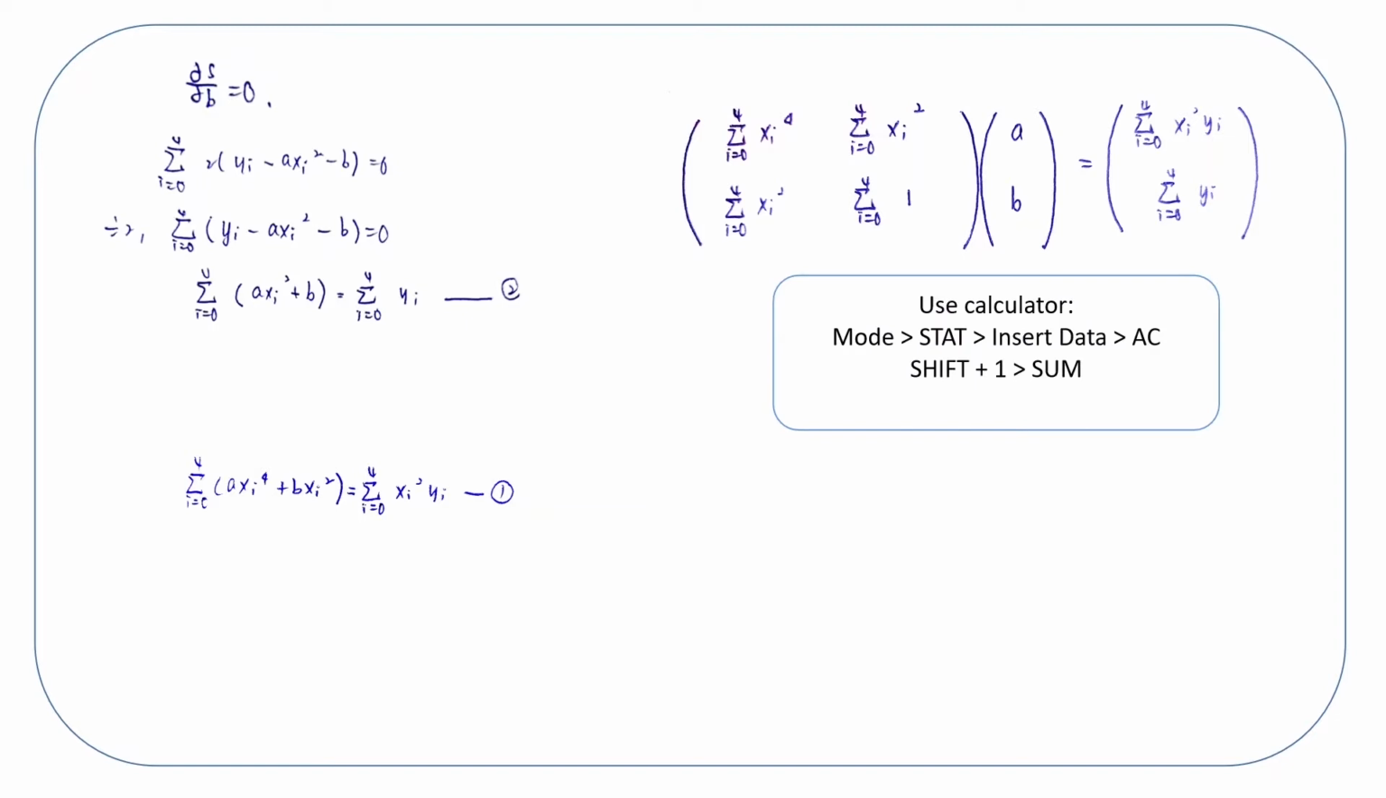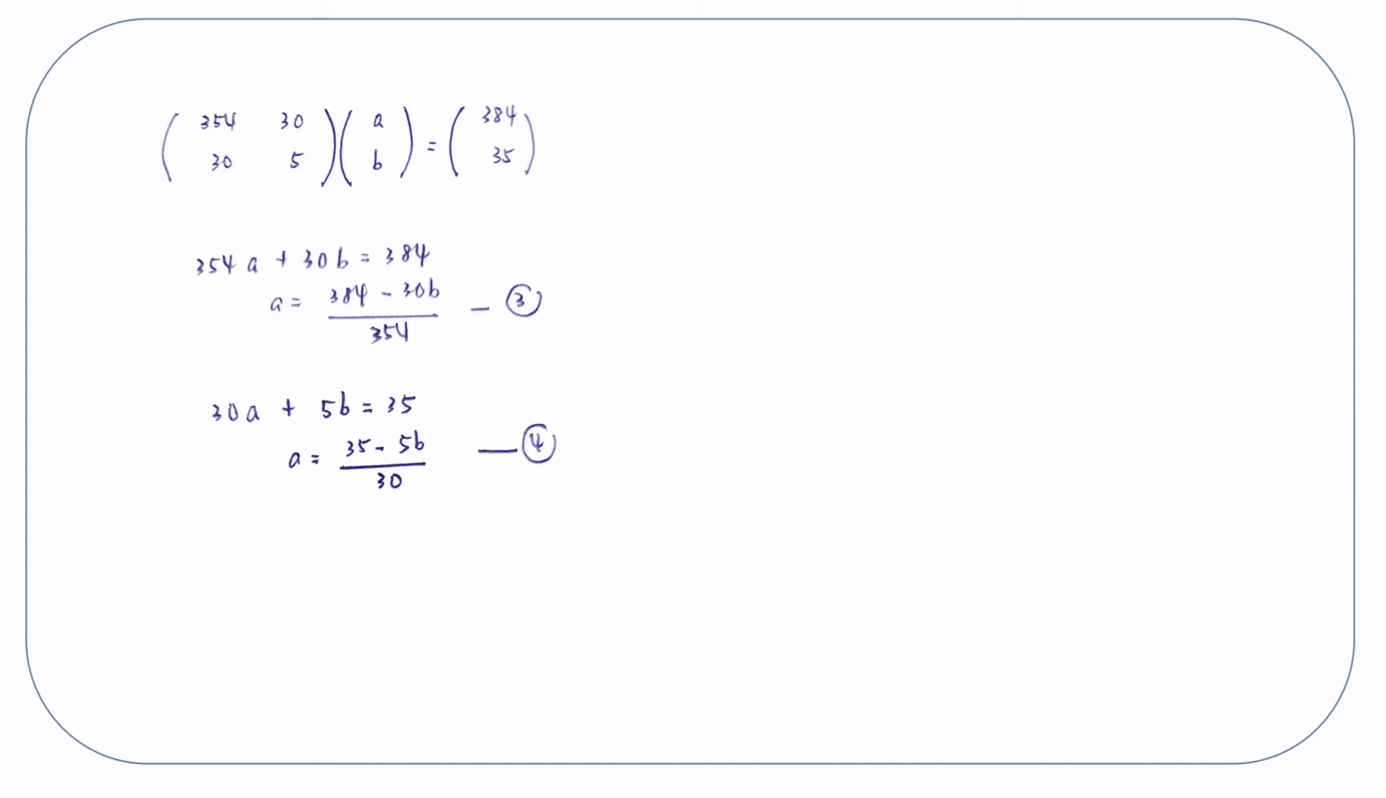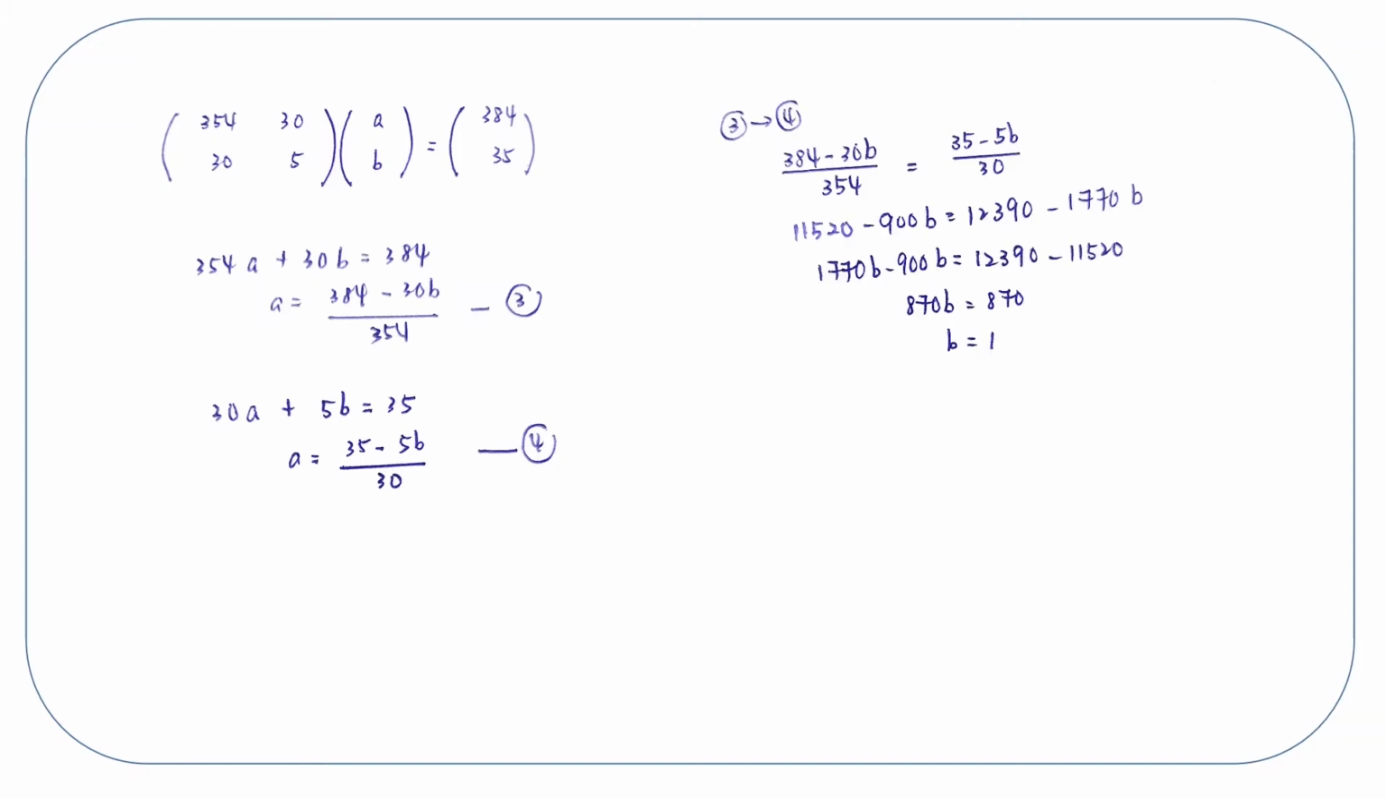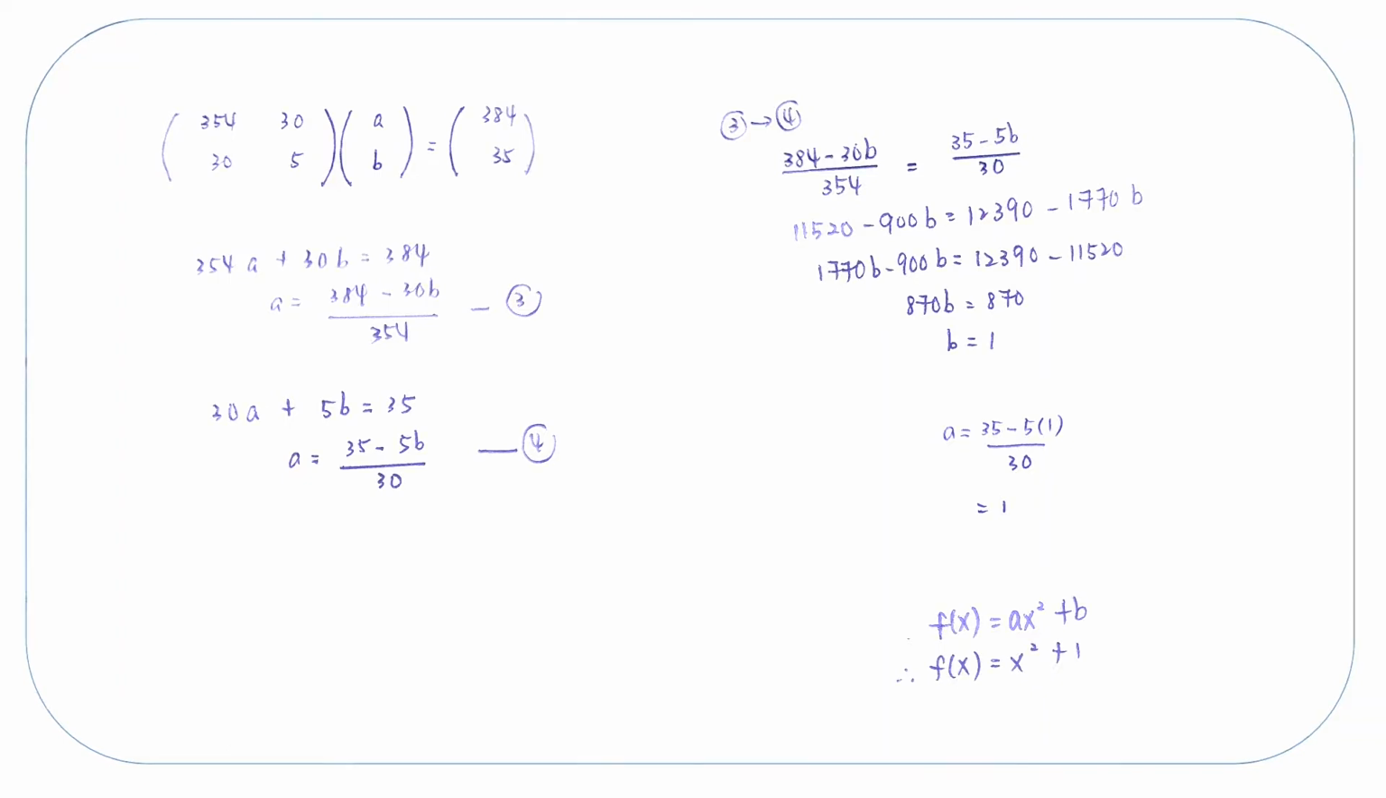And then we use the calculator to calculate the summation values of x to the power of 4, summation of x squared, summation of x squared y, and summation of y. So these are the answers that we can calculate by using the calculator. Then after we get the answer, we substitute it back to the matrix. Then we solve it. And then we will get b equals 1, a equals 1, and our final answer is f(x) equals x squared plus 1.